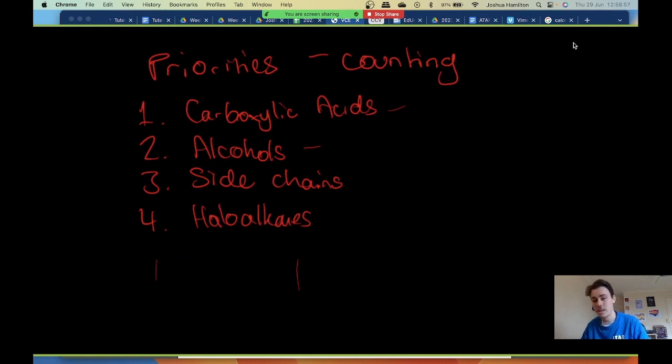Now, that's just what's really important here. You just need to know that, and then this is the name. This is the priorities of counting, so where you count from. So if you've got both an alcohol and a halogen, you're going to name from the end that's closest to the alcohol, not the halogen. So that's sort of that priority group.